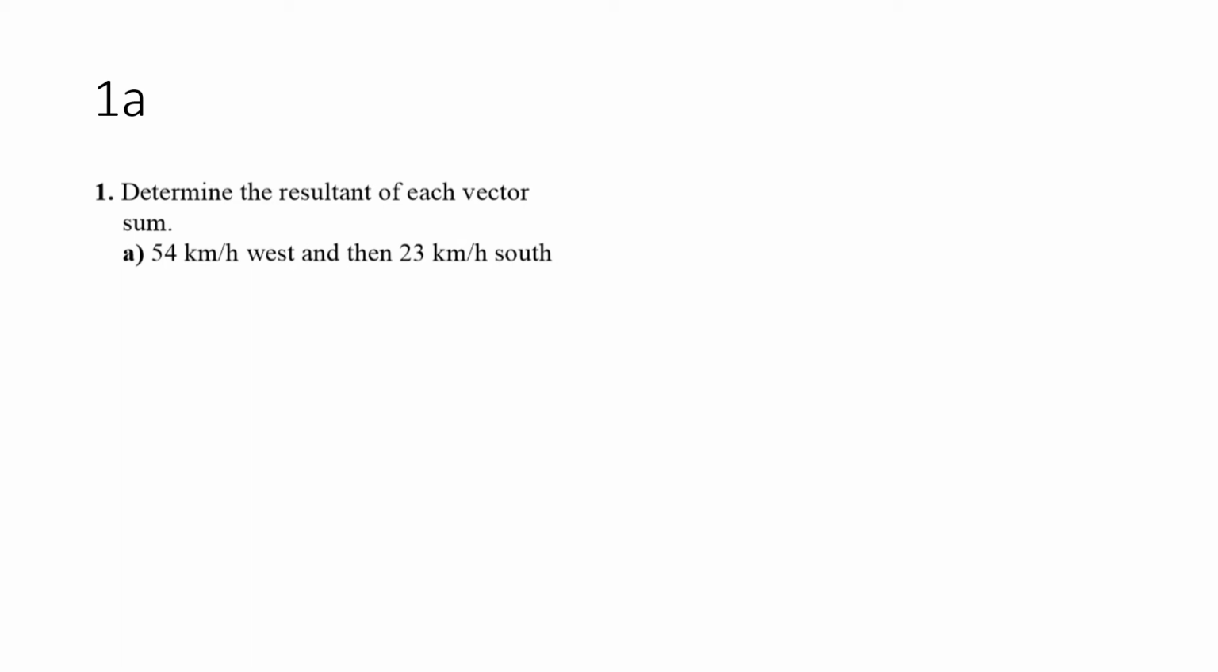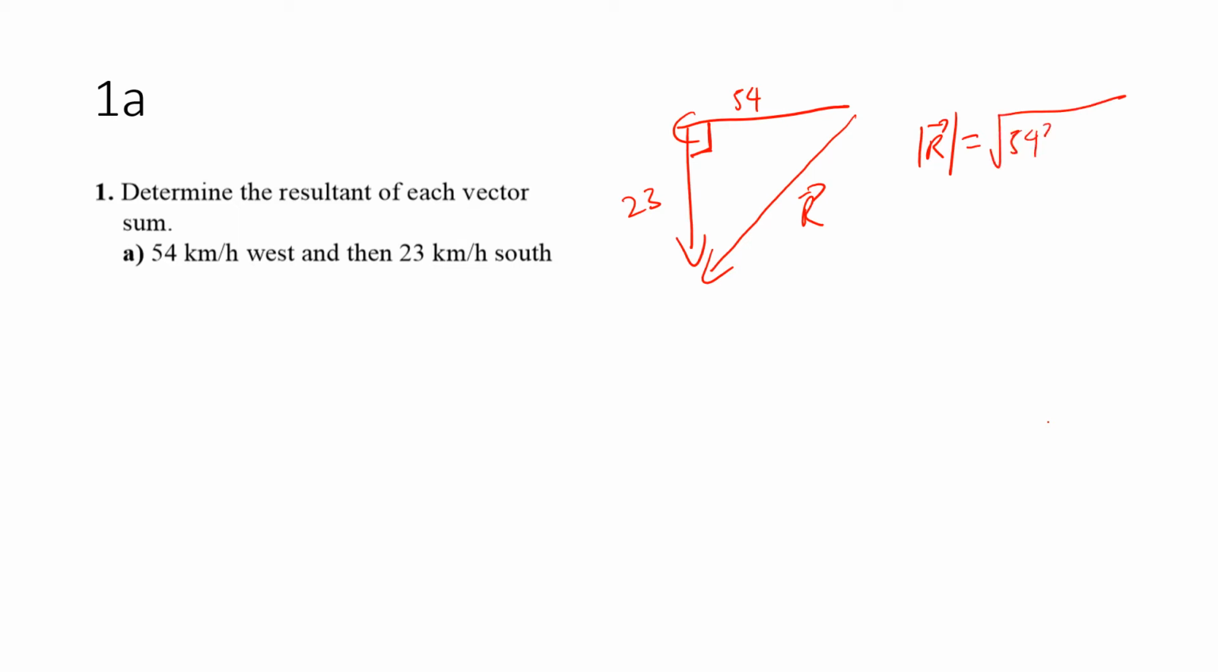Alright, so let's start with question 1a. Determine the resultant of the vector sum, 54 kilometers per hour west and then 23 kilometers per hour south. These two vectors form 90 degrees, so the resultant is going to look a little something like this. Let's get the magnitude of the resultant first. We can just use the Pythagorean Theorem since this basically forms a right angle triangle. So the square root of 54 squared plus 23 squared is approximately 58.69.